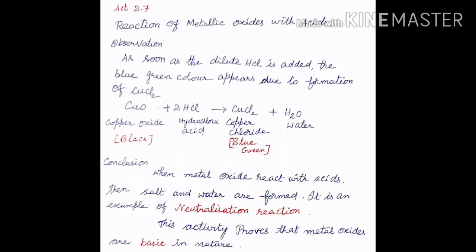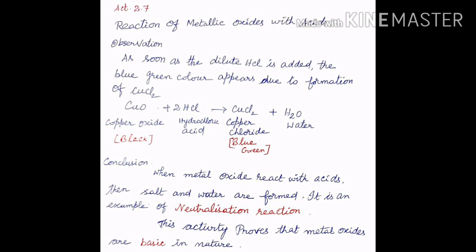Observation. As soon as the dilute HCl is added, the blue-green color appears due to the formation of CuCl2. CuO, copper oxide, when it reacts with hydrochloric acid HCl, gives copper chloride CuCl2 plus water H2O. From the above observations, we come to the conclusion that when a metallic oxide reacts with acids, then salt and water are formed. It is an example of neutralization reaction.